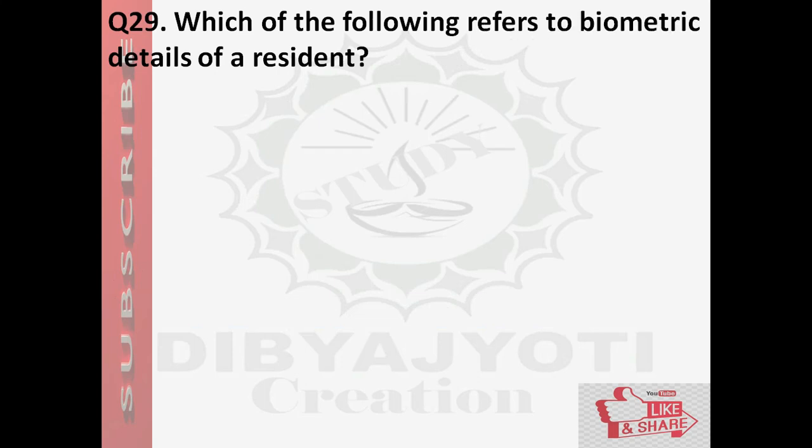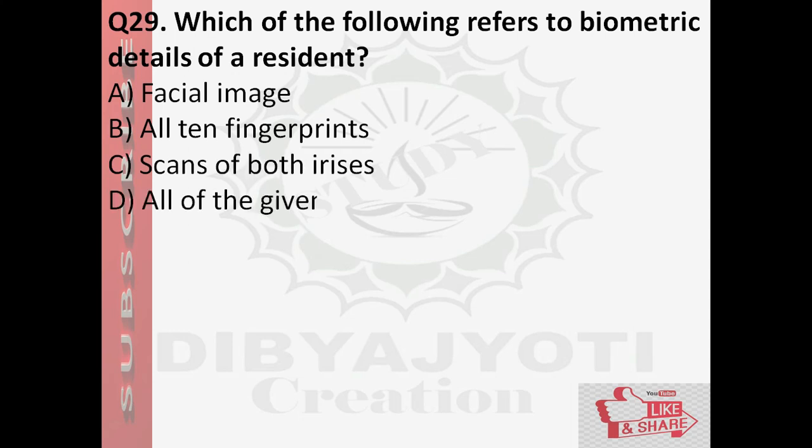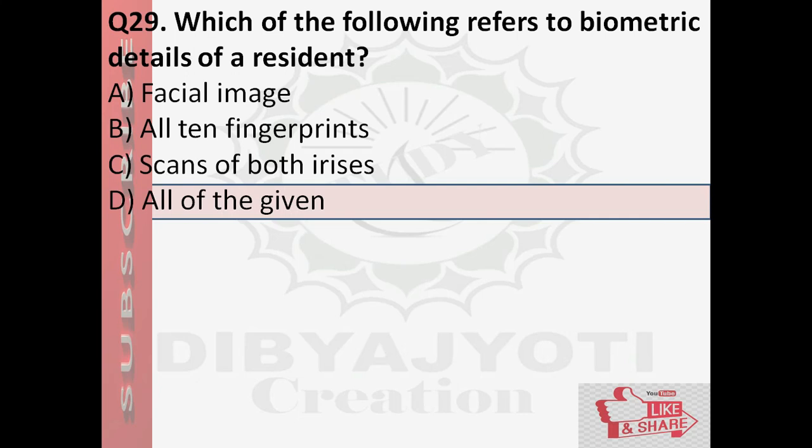Question number 29. Which of the following refers to biometric details of a resident? Options are, option A, facial image, option B, all 10 fingers, option C, scan of both iris, option D, all of the above. And answer is, all of the given.